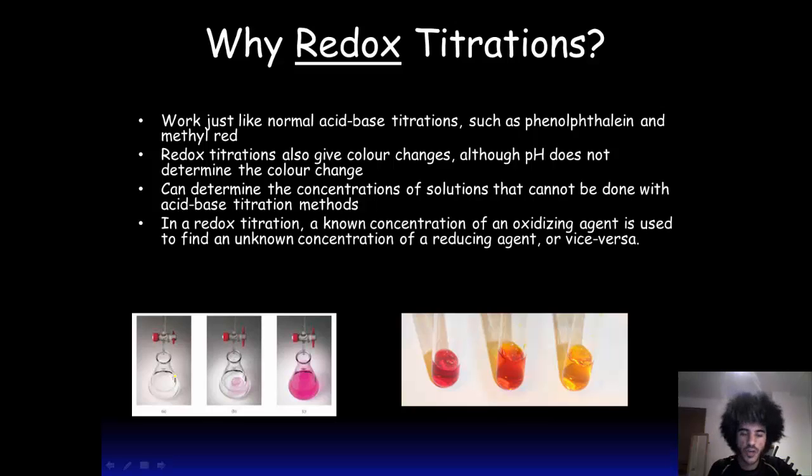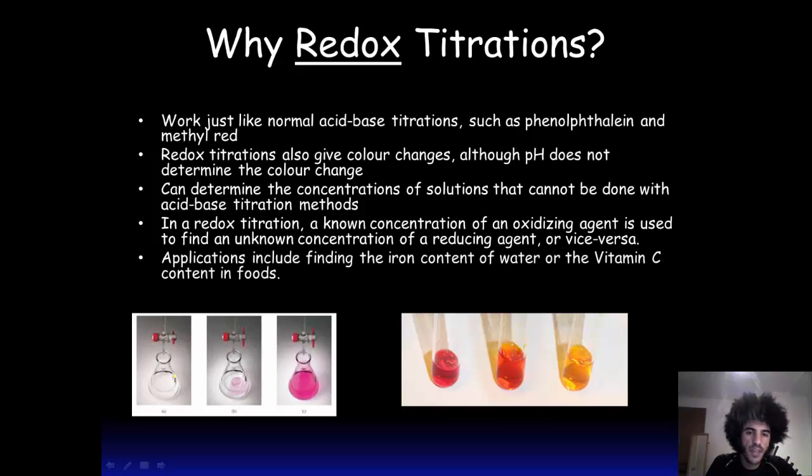And in a Redox titration, you have a known concentration of an oxidising agent, and that's used to find the unknown concentration of a reducing agent. So it's always around a Redox equation. Now the applications are numerous. A couple of good examples include the iron content of water or the vitamin C content of foods. So they are very, very useful. And chances are if you're doing an IA, you would have thought about this at some point.